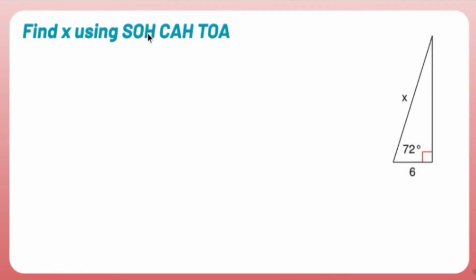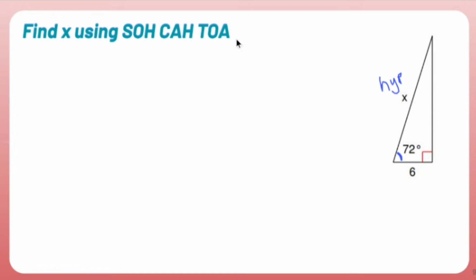Find x using SOH CAH TOA. All right, I have a right triangle. I have x, which represents what looks to be a hypotenuse, so I'll label you hypotenuse. I have an angle right here, and I have a side, but that's all the information I have. So it's not like I'm given another side where I can do Pythagorean theorem. I have the angle, I have two sides, and that's it.